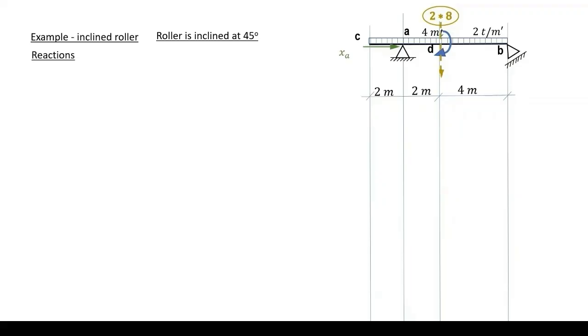The hinge carries two reactions XA and YA, while the roller carries one reaction RB, which is perpendicular to the direction in which the motion of the roller is allowed. The analysis of RB is RB sine and RB cosine the angle as shown in the red forces.